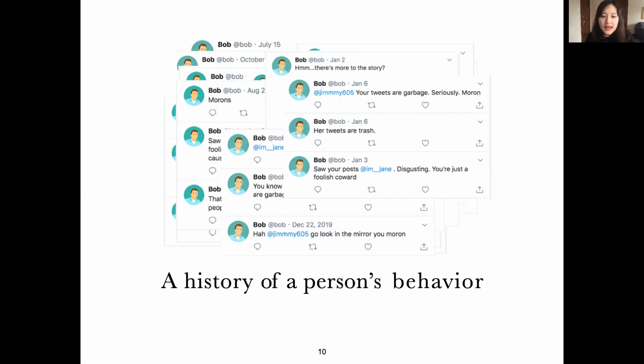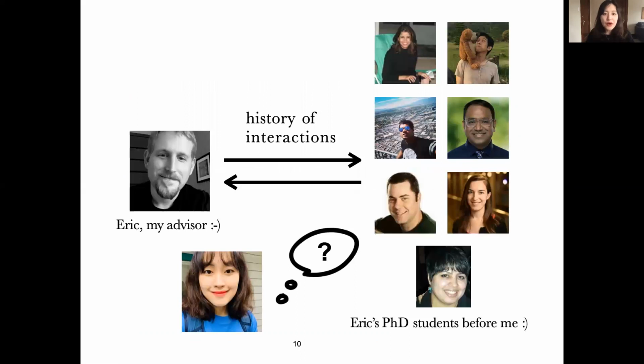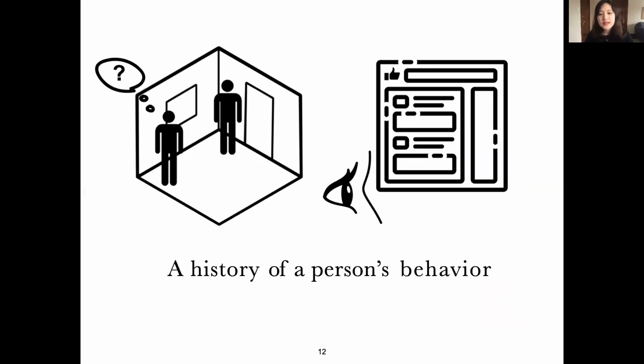So in offline, a history of a person's behavior isn't visible. And an example I really like is that when I first joined the PhD program, it took me a while to get to learn how Eric previously interacted with his prior students before me. Because the history of interactions isn't visible, it takes time to know them. In contrast, in online spaces, when you go to someone's profile page and scroll down, you can see past comments, posts, and tags, which are all a history of a person's behavior.